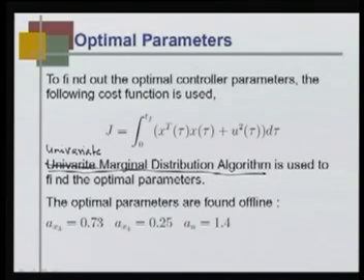So, this has been used to minimize this cost function, and by minimizing that, the optimal parameters are found to be the mean of the linguistic variable for x 3 is 0.73 and for x 4 is 0.25. This is either positive or negative. So, this is the mean, and a u, the control action singleton, is 1.4. So, this was done. So, this design is over.